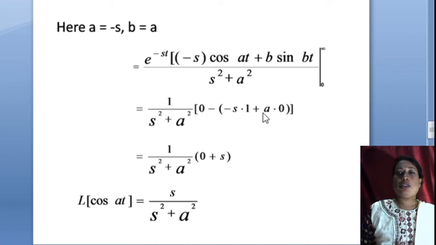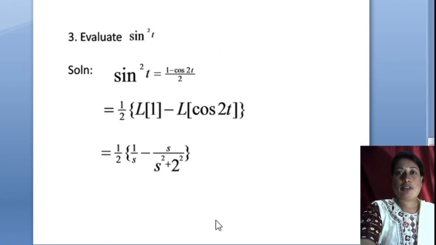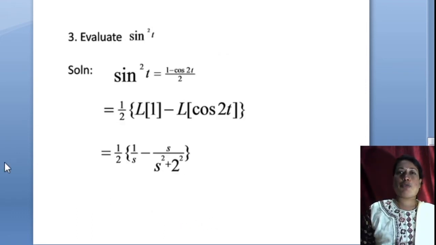A into 0 is 0. Here, Laplace of e to the power of minus at into cos... is nothing but s divided by s square plus a square. We have to derive the formula: Laplace of cos at is equal to s divided by s square plus a square. Using these formulas, problem one: simplify, evaluate Laplace of sin square t.